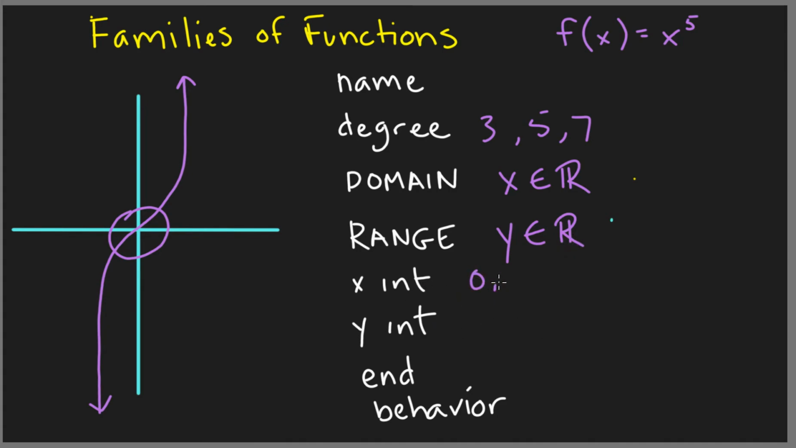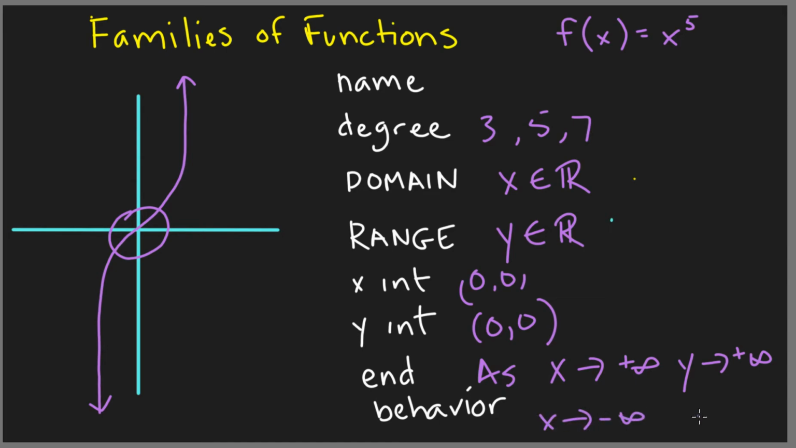My x-intercept is 0, 0. My y-intercept is 0, 0. My end behavior, as x approaches positive infinity, you can see that we're going up, so y approaches positive infinity. As x approaches negative infinity, so we're going out towards the left, y is going to approach negative infinity. And that's it for the polynomial functions. So let's talk about some of the other types.